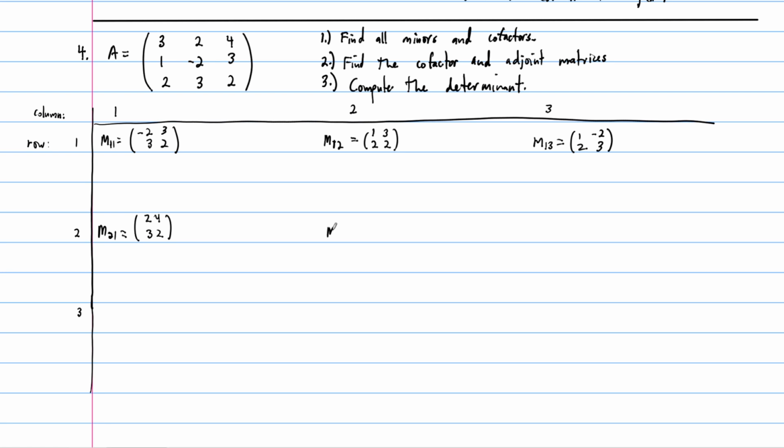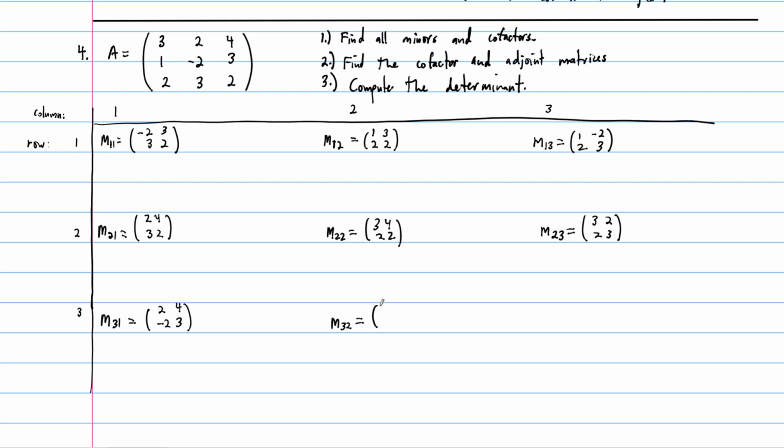Right? M22, this is going to leave us with just the 4 corners, right? So 3, 4, 2, 2. And then M23. For this one, we delete second row, third column. We're left with 3, 2, 2, 3. So again, I'm just writing down all the minors first. So then M31, that's going to be this upper corner, right? So it's going to leave us with 2, 4, negative 2, 3.